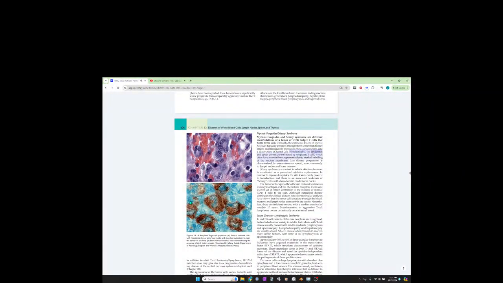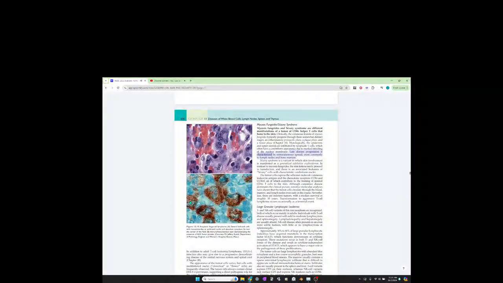Histologically, the epidermis and upper dermis are infiltrated by neoplastic T cells, which often have a cerebriform appearance due to marked infolding of the nuclear membrane. Late disease progression is characterized by extracutaneous spread, most commonly to lymph nodes and bone marrow.